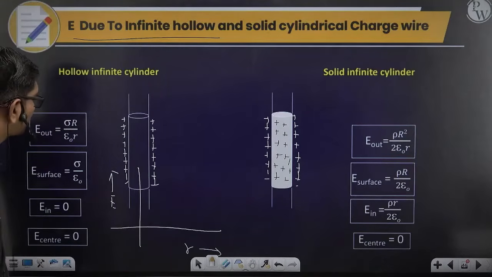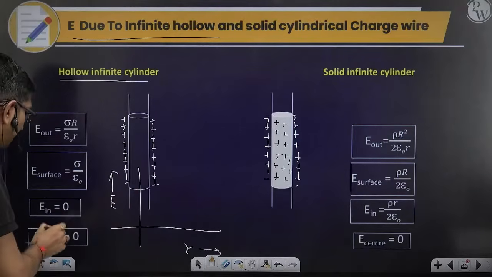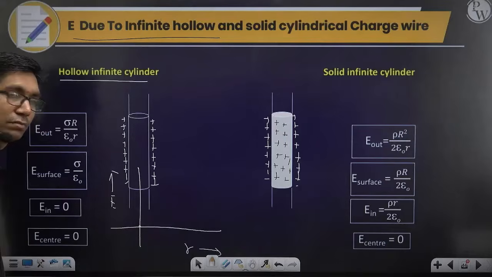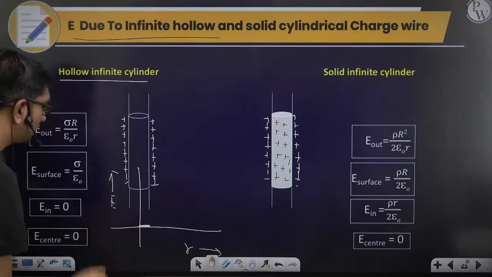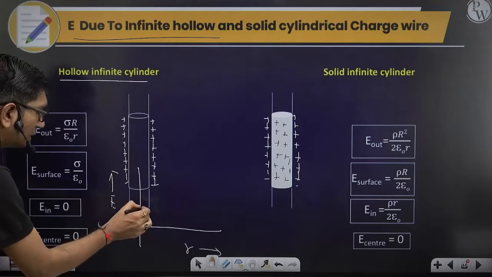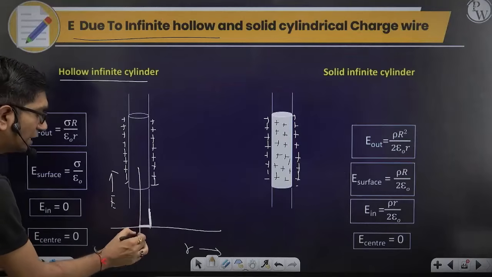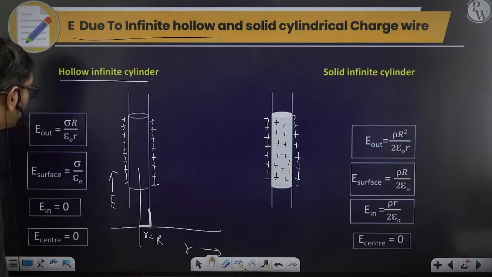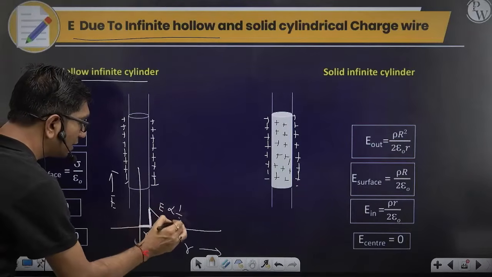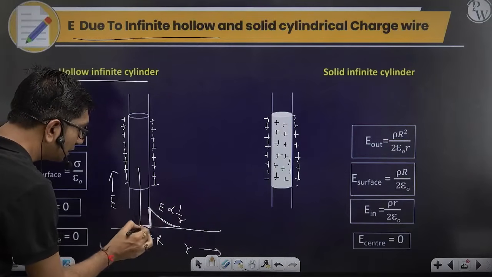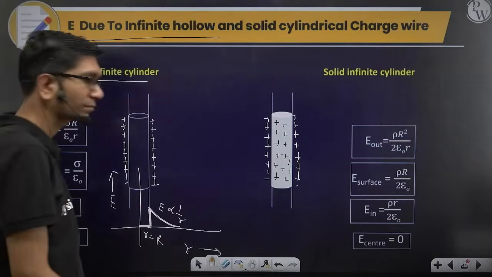Now see here, beta. Hollow infinite cylinder. At the center, electric field intensity was 0. Inside, no charge, no electric field. On the surface, you have something, small r equal to capital R. Outside, it is inversely proportional, so an inversely proportional graph like this you will get. So finally, this is the graph for this one. Next.